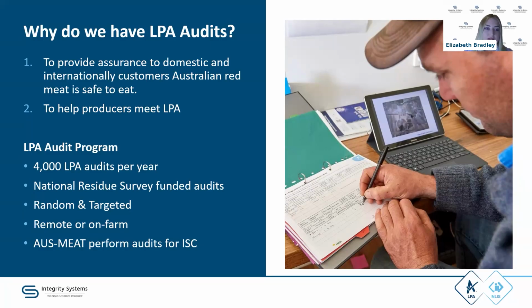AusMeat do perform the audits for ISC, so they're their audit provider, and they've got lots of trained and experienced auditors that come and visit you and arrange that process, which is why Trish is here tonight to talk about some of that process. There are other types of audits that happen under the program, specifically for the National Residue Survey, which is a department of the federal government, and they do that in terms of investigating residue issues and things like that and using chemicals. But we're not talking about those ones tonight. We're just talking about the general LPA program and what that means for everyone.